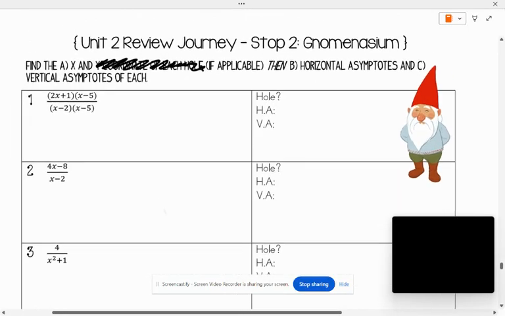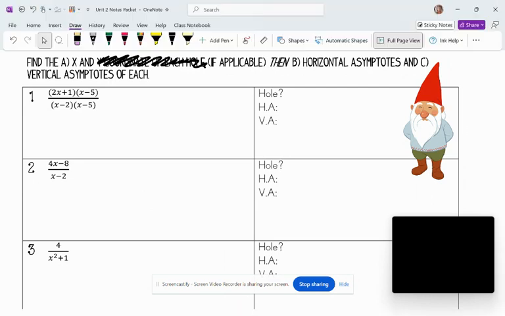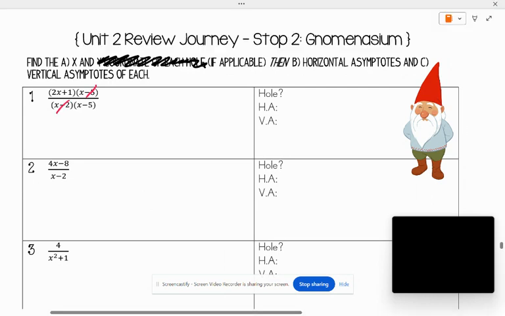Let's do number 1 together. Okay. Number 1, will there be a hole? Yes. There is a canceled common factor at x equals 5. There is a hole at x equals 5.